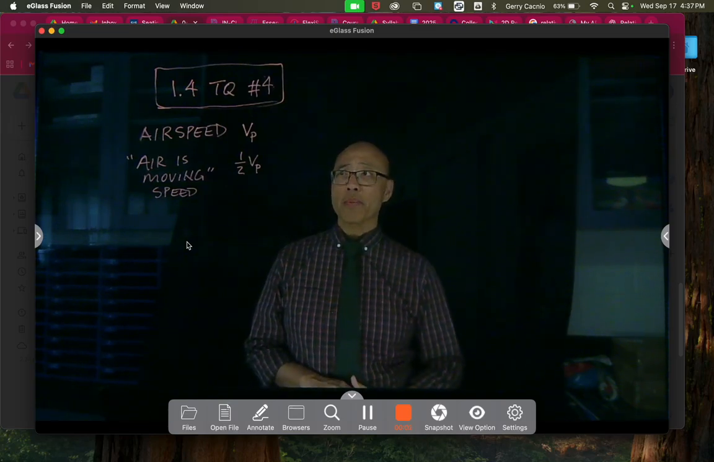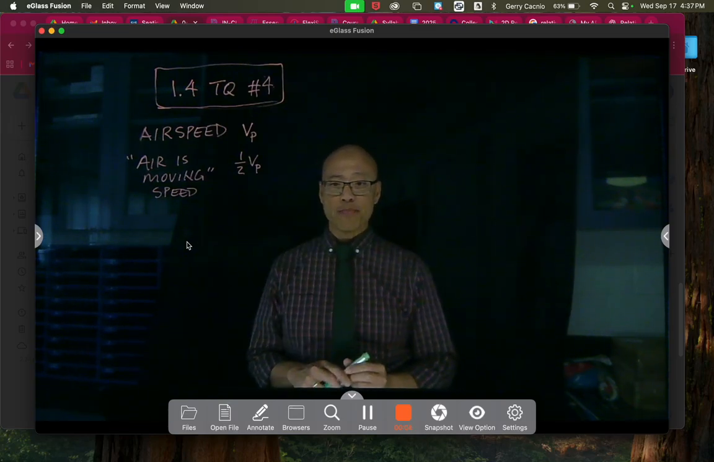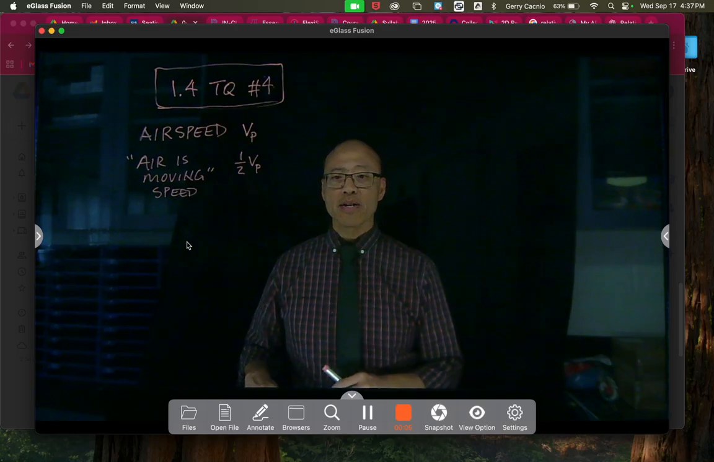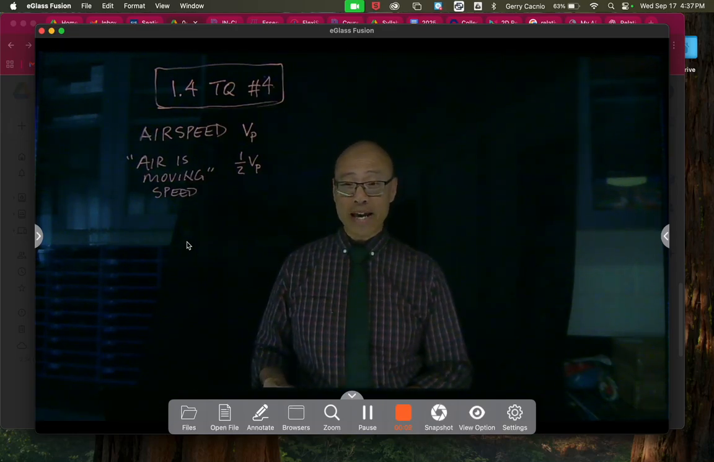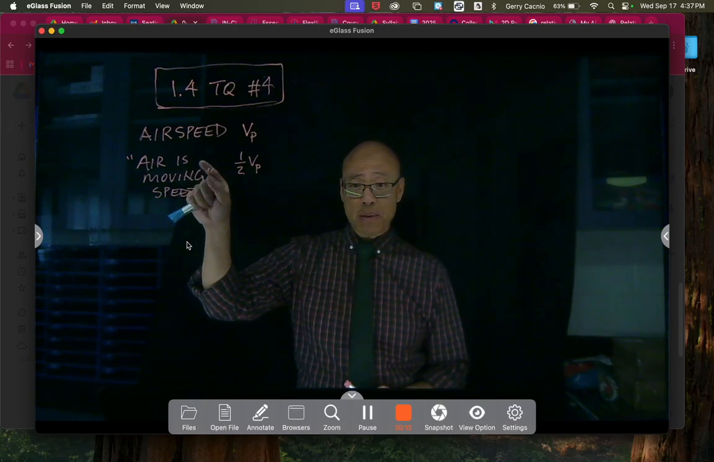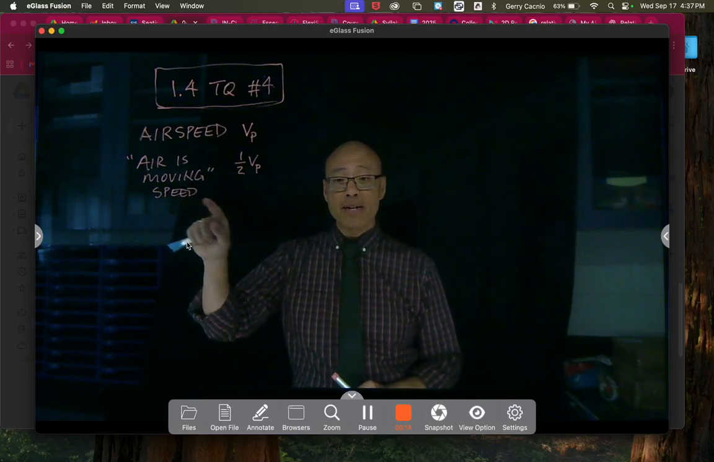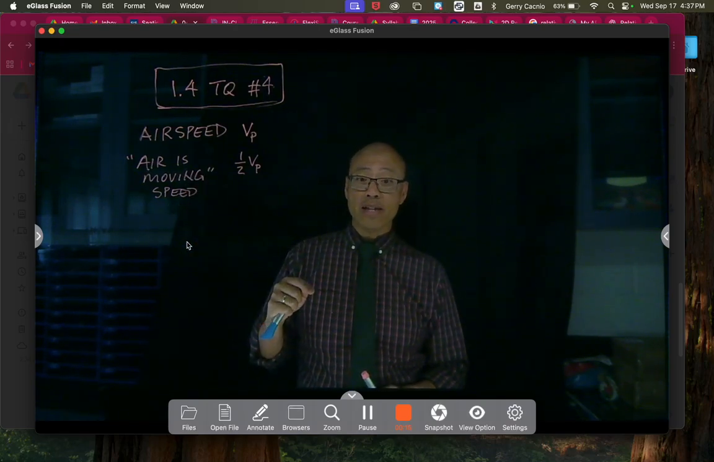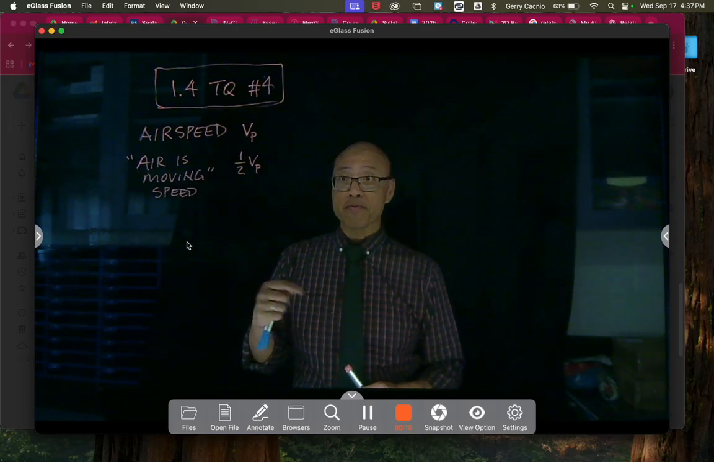This is problem number 4 from the 1.4 topic questions. We have a plane traveling from A to B or B to A. They give us the airspeed, they tell us that sometimes there's air moving at a certain velocity, and then they tell us it takes a certain amount of time to go from A to B.